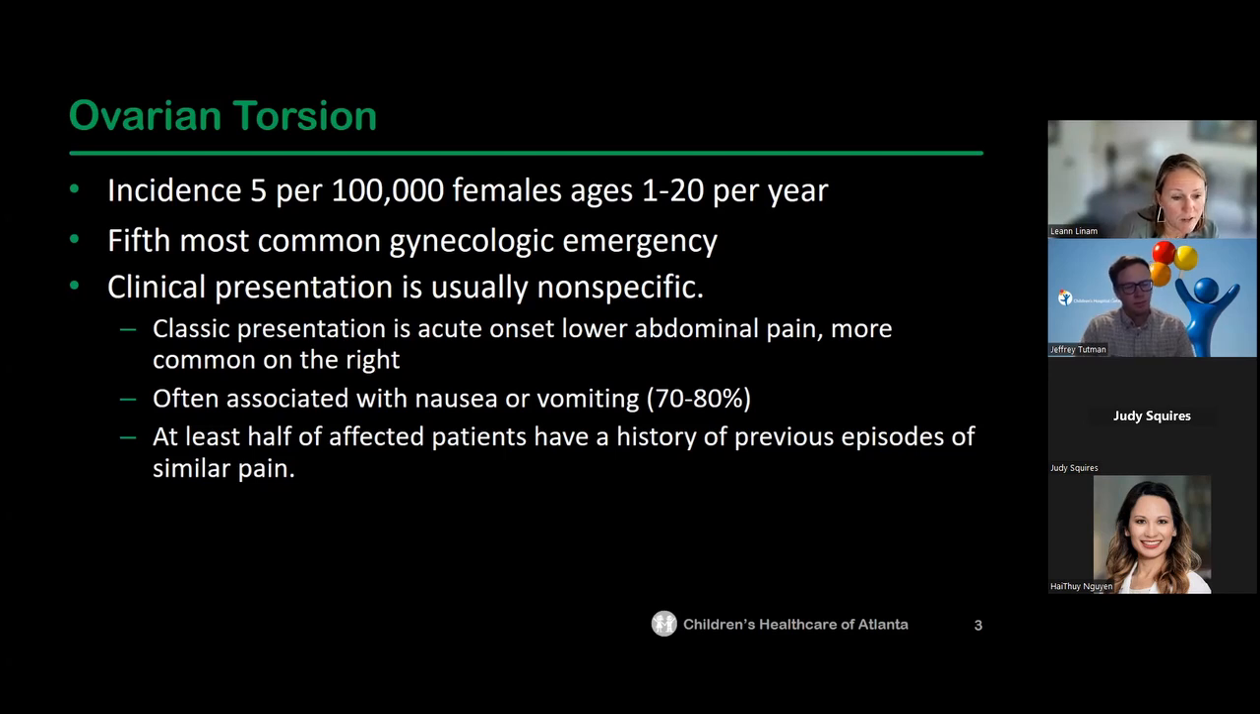The clinical presentation is really nonspecific. Classically, they present with acute onset lower abdominal pain, which is more common on the right, which makes it confusing with appendicitis. And often it is associated with nausea and vomiting, about 75%. And at least half of the affected patients have had a previous episode of similar pain.